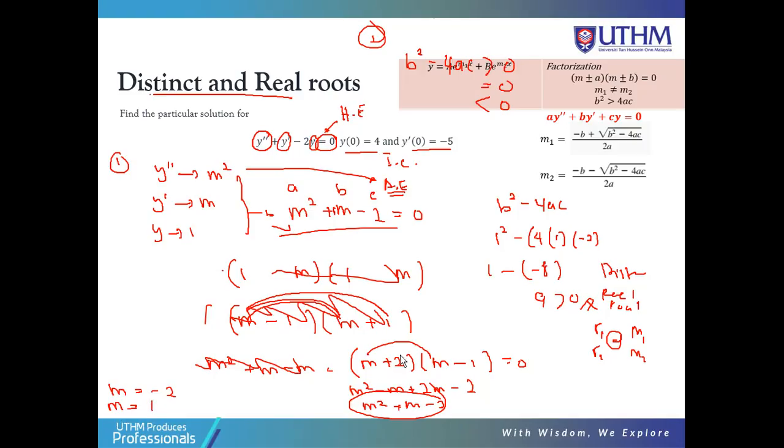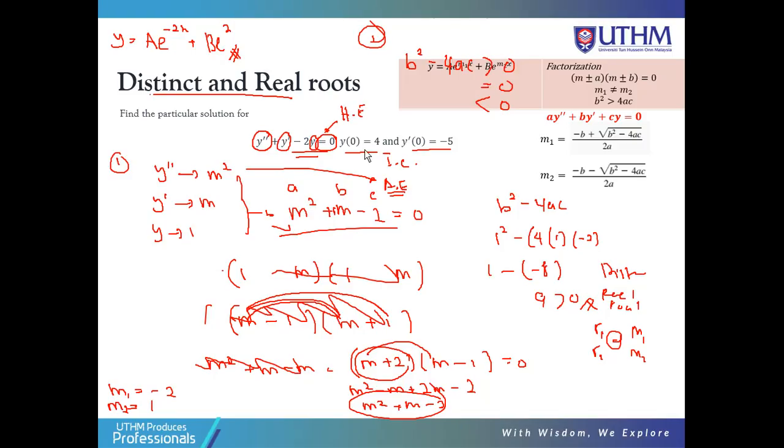From m plus 2 equal to 0, you get m1 equal to negative 2, and from m minus 1 equal to 0, m2 equal to 1. So you can get the solution for this equation: y equals A exponent negative 2x plus B exponent x, since m2 is 1. This one we call the general solution.